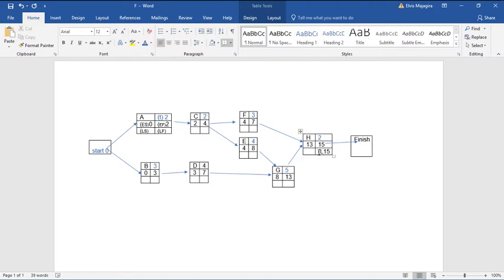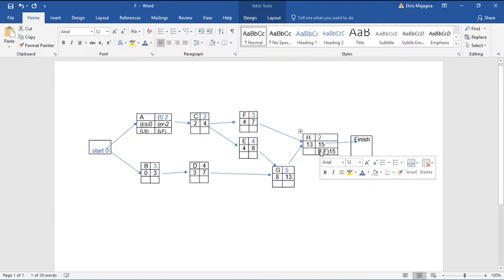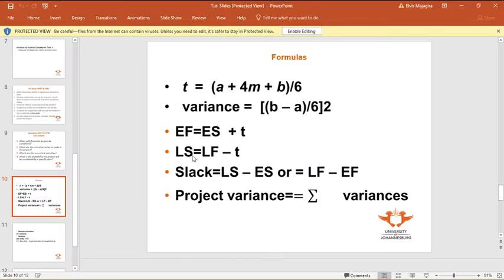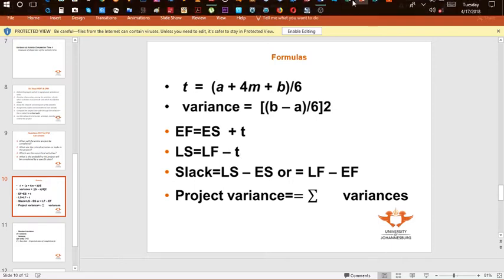We have our latest finish right here. Okay, and right here we have our latest start. And to find our latest start, the formula is latest start equals latest finish minus t, which is our expected time.